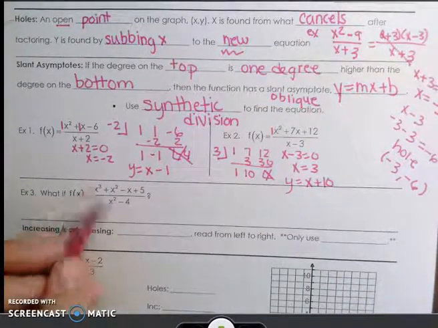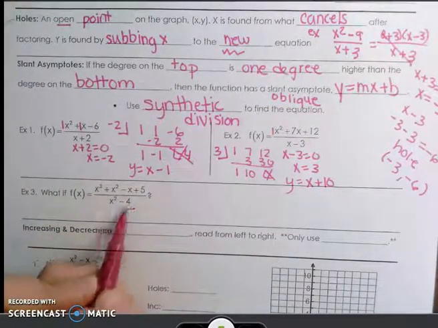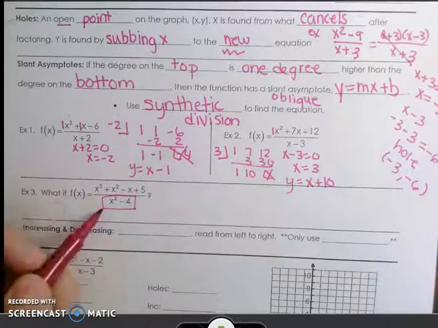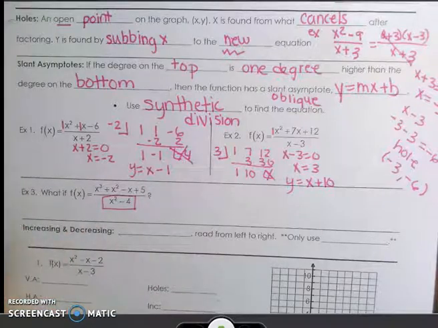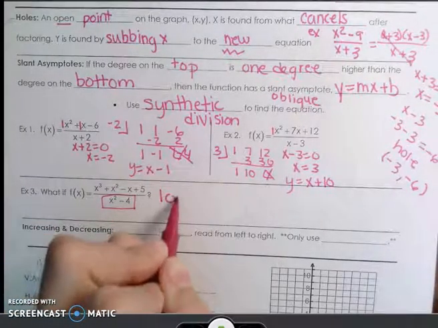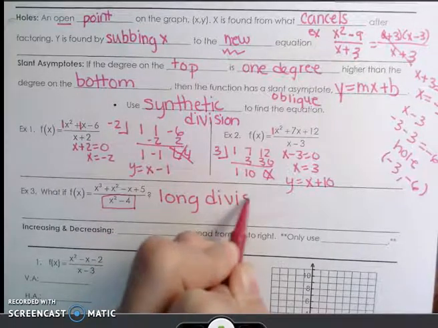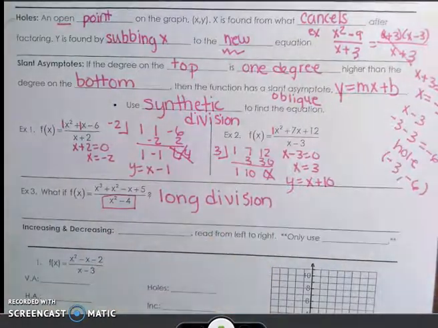All right, then it says, what if you have this? Well, notice that this is not a linear like these were, to where I could use synthetic division. So if I can't use synthetic division, then I would be left with the choice to use long division. But we are not going to waste our time on that.